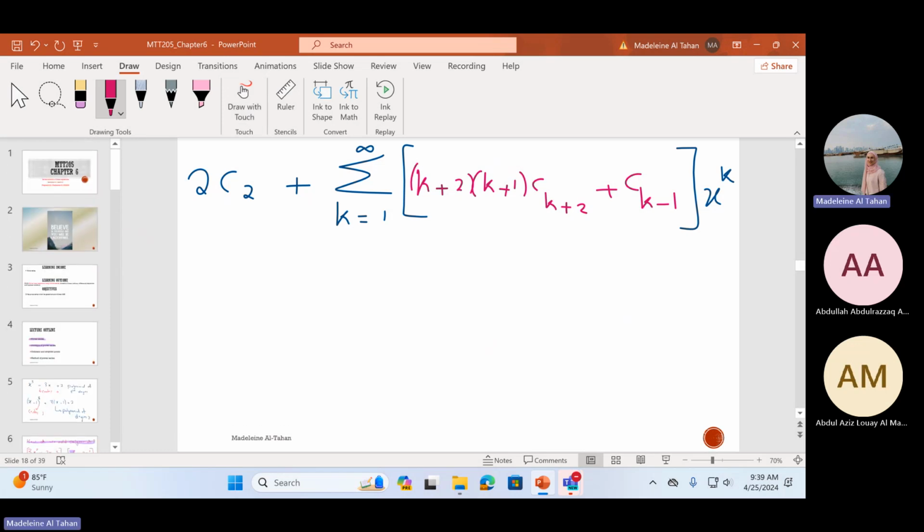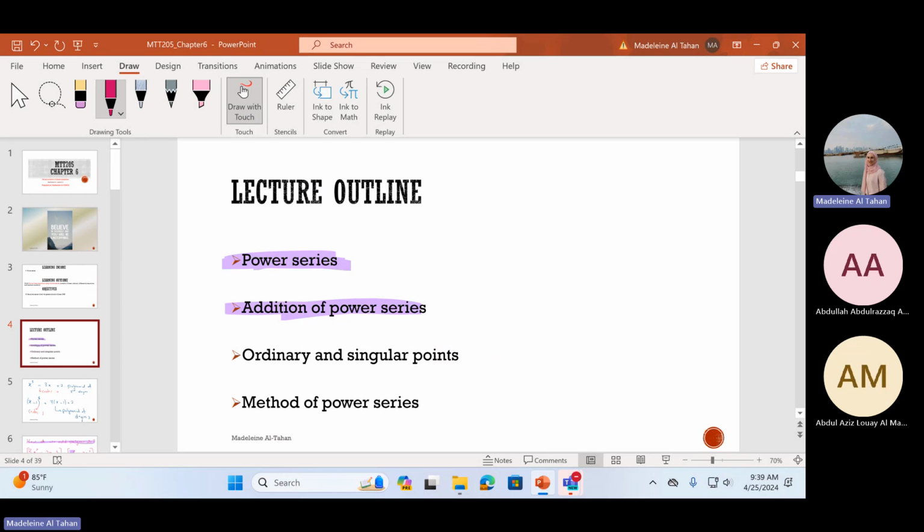Now, let's go back to our outline. We know power series in general, what we mean by it. We can think about it as a polynomial that doesn't have a certain degree. And then we know how to add two power series, so we will summarize it.